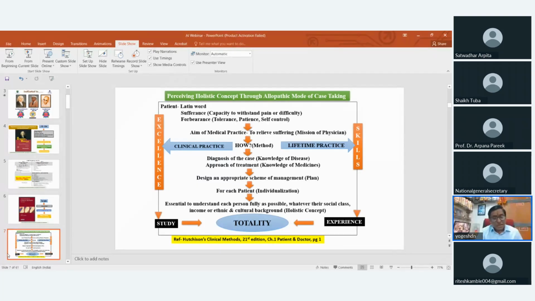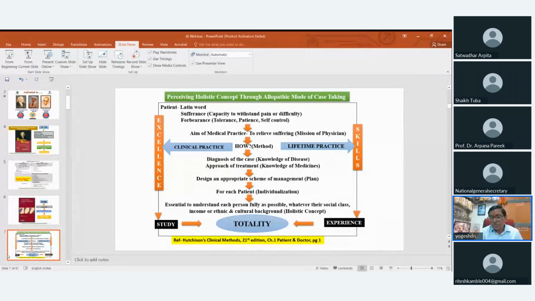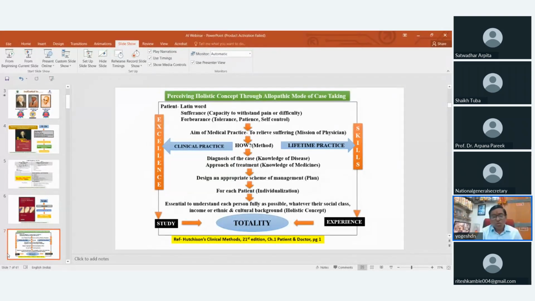In current scenario also, the current government is also emphasizing upon the holistic concept, where the integration of various mode of treatment is also there in view of understanding that we have to look at patient as a whole.